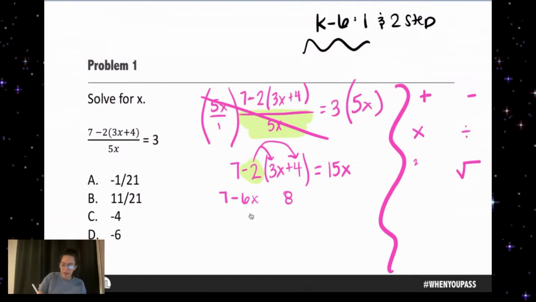So 7 minus 6x minus 8 equals 15x. What's my next step going to be?